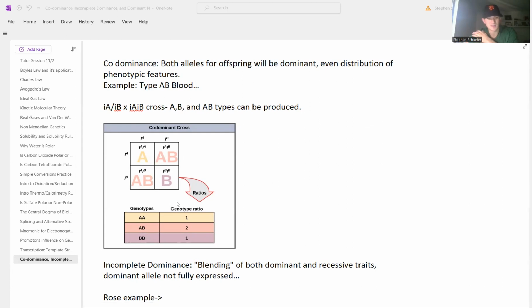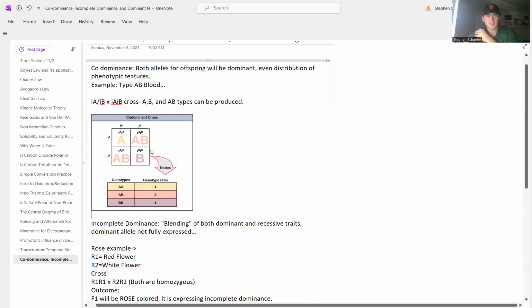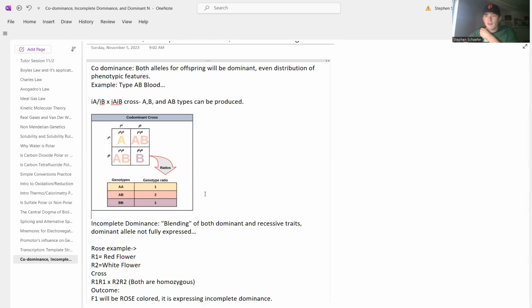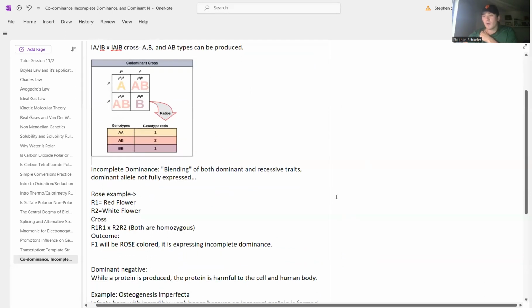But this actually shows you that if you cross two AB individuals, you're still going to have a 1/4 chance of getting an A, a 1/4 chance of just getting a B by itself, and a 50% chance of getting an AB, with that genotypic ratio. So for codominance, think even distribution of features, but both alleles are going to be dominant. Another good example for codominance would be the color of a cow, so the spots on a cow or a chicken. Incomplete dominance is going to be more of blending.